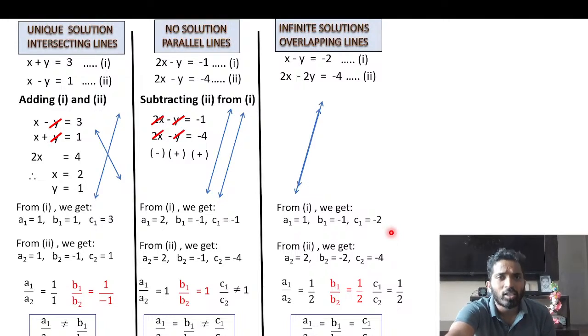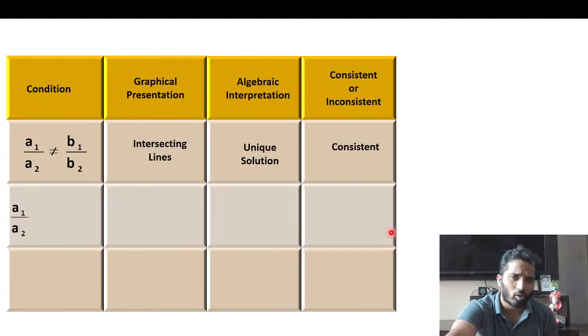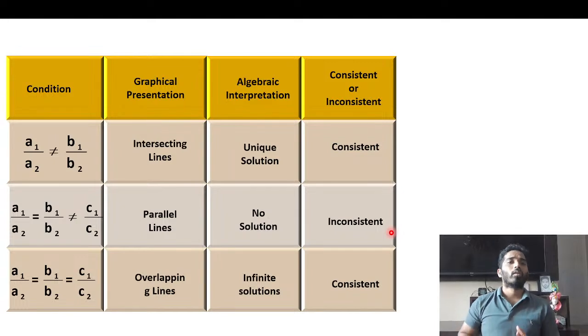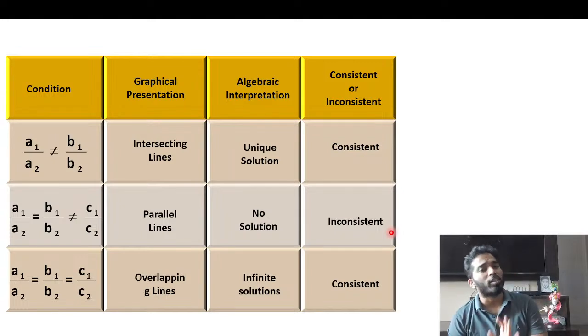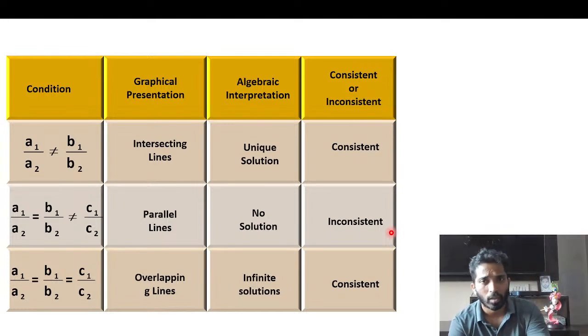So from these three scenarios, we can make this table. You can take a screenshot of this or I can send it to you. We have these three scenarios. A1 upon A2 is not equal to B1 upon B2. We say they're intersecting lines, with a unique solution, and consistent.